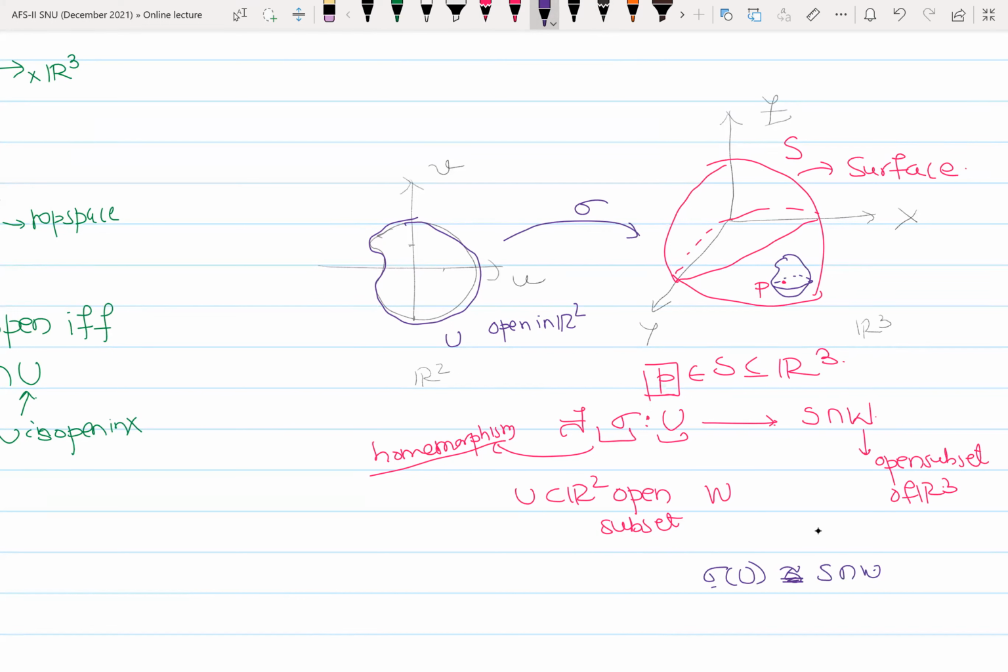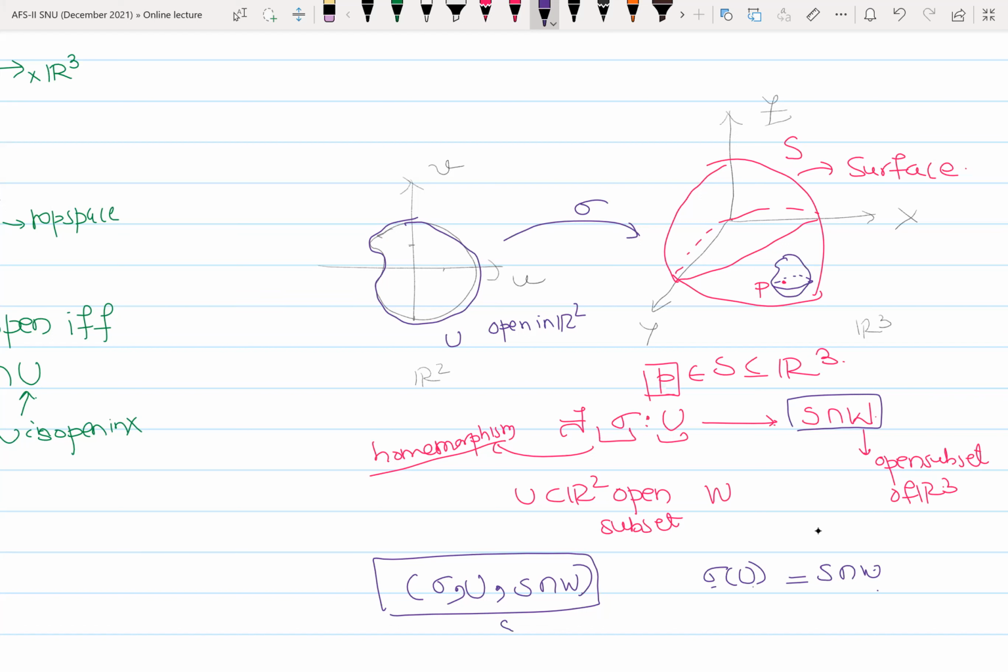If you look at sigma of U, that is going to be S intersection W because this is a homeomorphism, so this should be a surjective map. Sigma of U should be S intersection W because we are saying this is a homeomorphism. So for every P, I am giving you this data: a sigma, a U, and an S intersection W. Is this okay? Yes, ma'am. Okay, good.